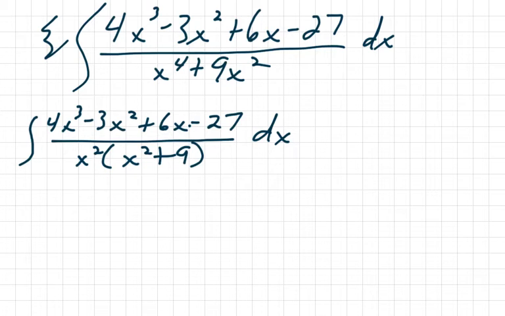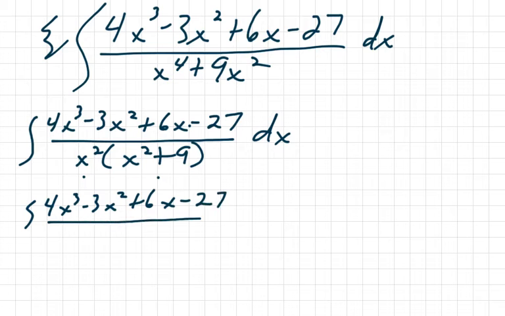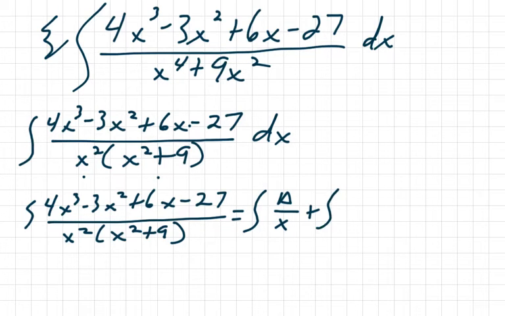Okay, so here it is again. Now I notice I've got a repeating linear function. I think this is actually question 18 in your assignment, so just double check that. And then I've got an irreducible quadratic, so I'm going to set this one up. 4x cubed minus 3x squared plus 6x minus 27 over x squared plus 9 equals. So I've got my linear repeating, so I'll put those down.